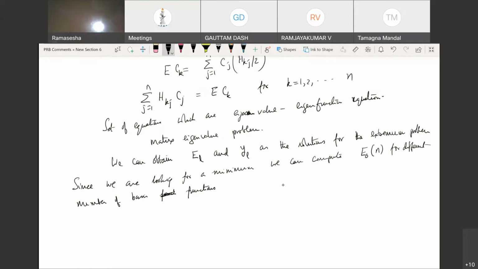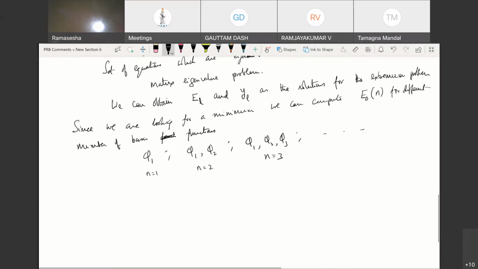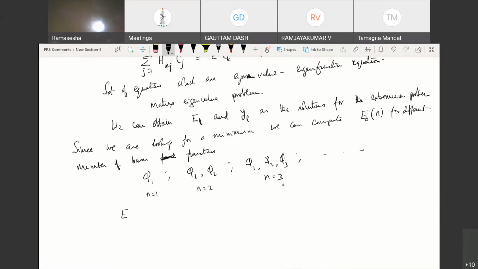So as long as you are just adding new basis functions, that is, first I will take P1, and then I'll take P1 comma P2, and then I'll take P1 comma P2 comma P3, etc. So this is n equal to 1, n equal to 2, n equal to 3. In all these cases, what I'm doing is adding an extra function. Okay. So as long as that is the case, then what we will also have is E1 greater than or equal to E2 greater than or equal to E3, etc.